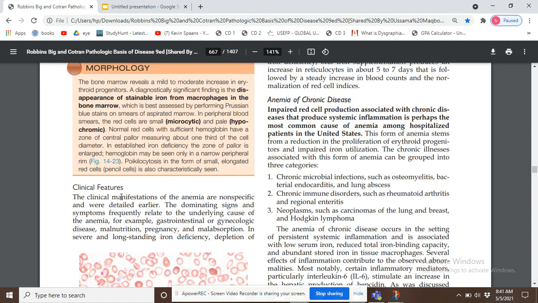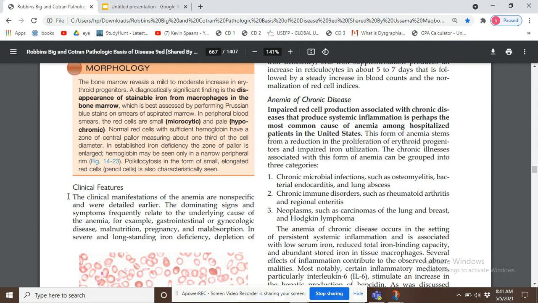Here, let's talk about the clinical features. What we see, symptoms and signs. What signs and symptoms we see in the patients of iron deficiency anemia. As I told you, iron deficiency anemia is the most common form of anemia worldwide. The clinical manifestations of anemia are non-specific and were detailed earlier. In any type of anemia, you see pallor in the patient, fatigue, weakness, and exertional dyspnea. These are all the non-specific features.